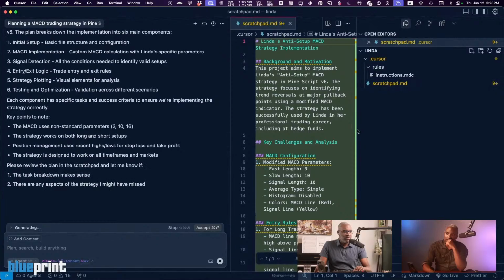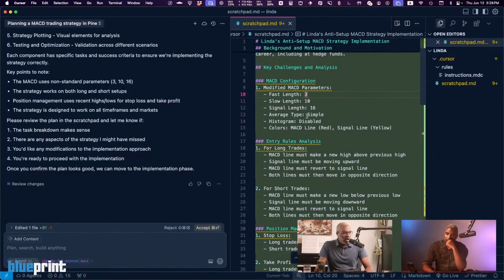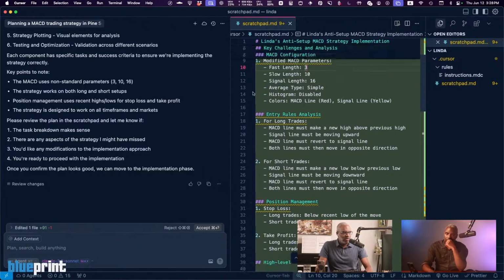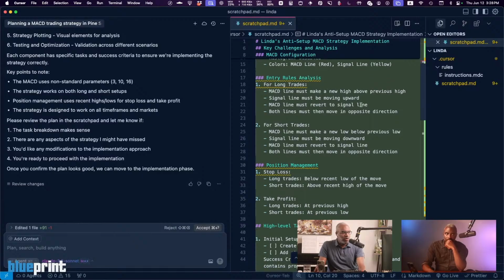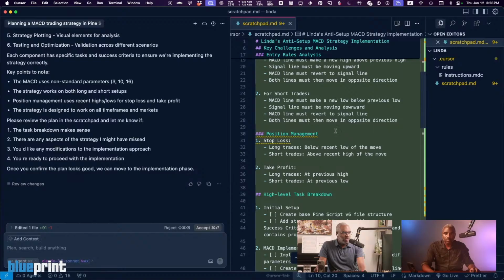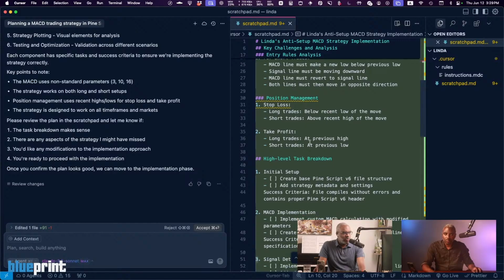All right, so let's see what it's defining here. Here's our Scratchpad: Linda's anti-setup MACD strategy implementation. So it's a MACD modified with the parameters fast, slow, signal length, like we saw in the video. Histogram disabled. Excellent. Long trades: MACD line must make a new high above previous high. Correct. Signal line must be moving upwards. Yes. MACD line must revert to signal line. Both lines must then move in opposite directions. Same, opposite, for the short trade. Stop loss for long trades below the recent low of the move, above the recent high for shorts. Take profit at previous high.